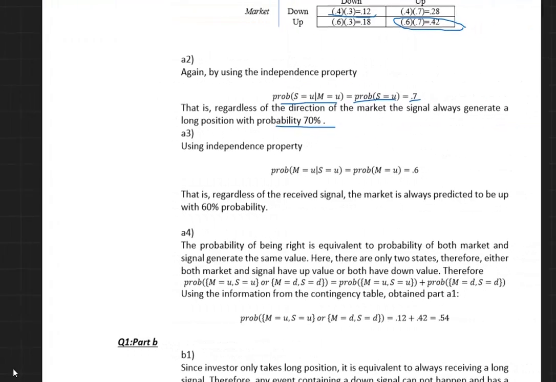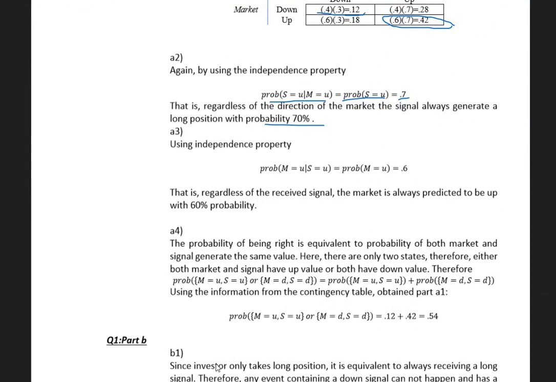Okay. So again, using the independence property, as noted in the reminder in the hint part, the probability that the market is up given we have received an up signal is simply the unconditional or marginal probability of the market being up, which is 60% as given in the question.